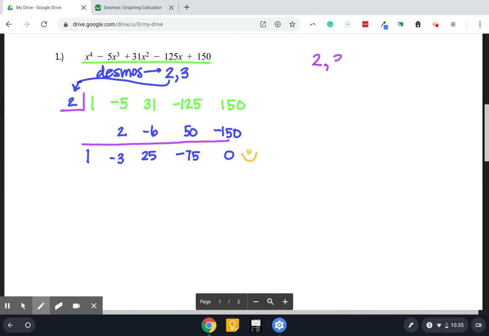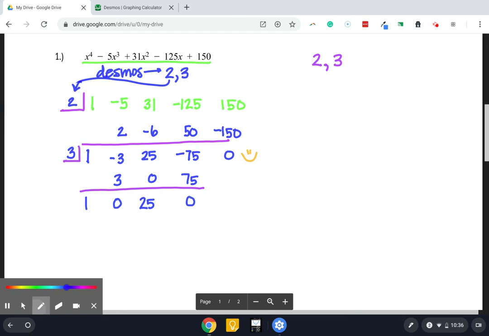Now I'm going to hope that 3 is also a solution. So I'm going to set up synthetic division on these new numbers. And here we go. I'm going to put 3 in the corner. Add going down, box times bottom, bring it up. Add going down, box times bottom, bring it up. Add going down, box times bottom, bring it up. Add going down. And again, I get a 0. Okay, so my 2 Desmos answers worked.